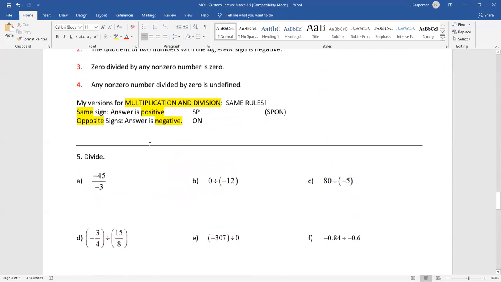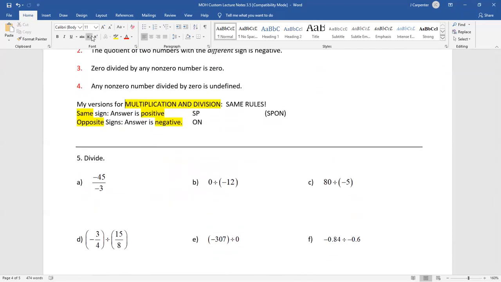All right, so let's try out these. We might skip one or two. So A, where'd my marker go? There we go. Negative 45 divided by negative 3. Let's ignore the signs for now. Let's just say 45 divided by 3. Well, 3 will go into 45 15 times. Show the long division if you have to. Show the reduction if you have to. Whatever you have to do.